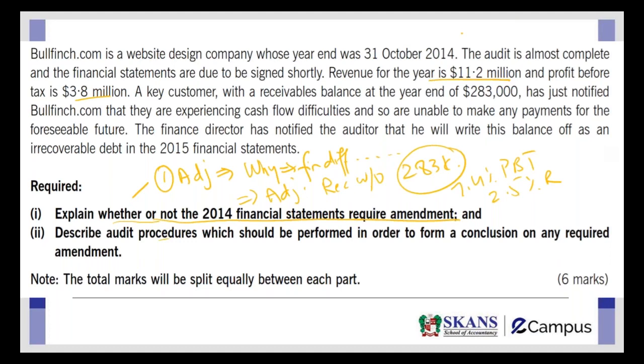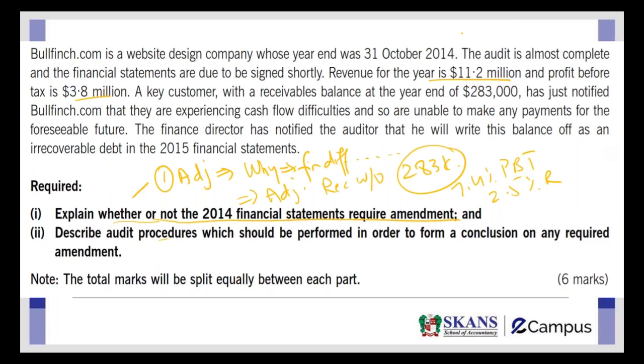Someone answered very well, post year-end receipts. So if the year-end was 31st October 2014, you can look at whether after the year-end, any money has been received from this customer. And at the end of it, one easy procedure, guys. One easy procedure would be, you would inspect whether the adjustment has been made in the financial statements.